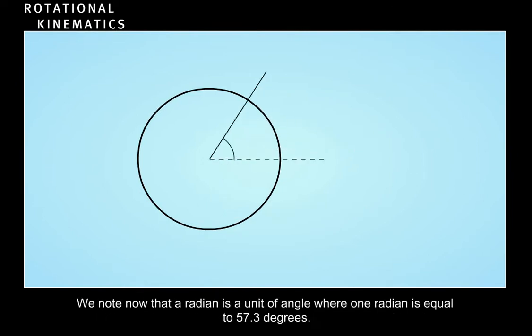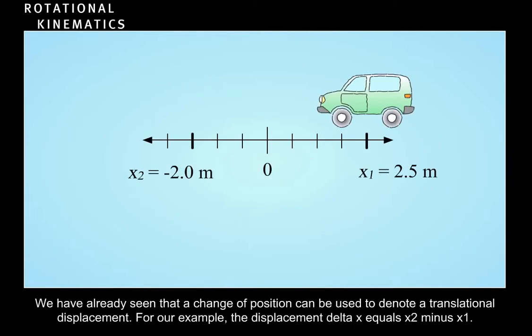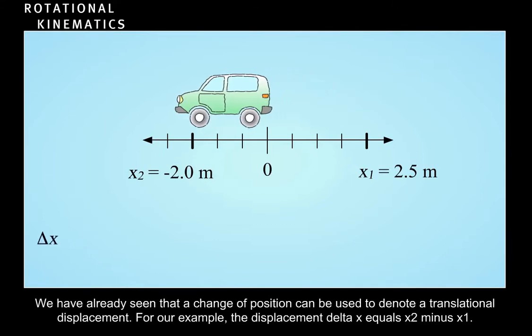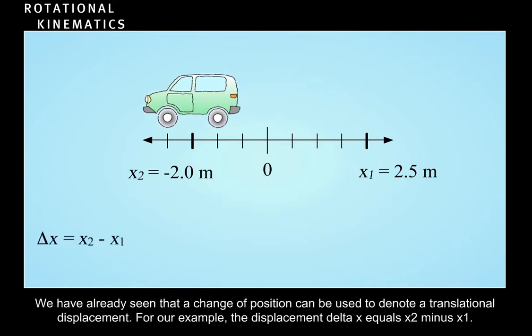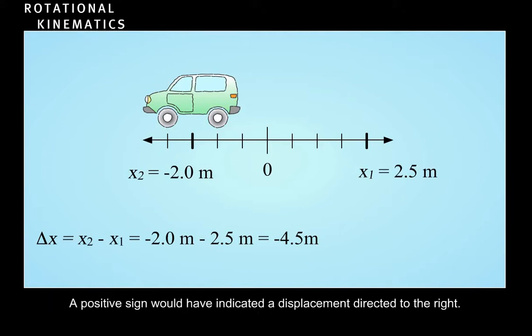We note now that a radian is a unit of angle where 1 radian is equal to 57.3 degrees. Equivalently, 2 pi radians, which is a full circular revolution, is equal to 360 degrees. We have already seen that a change of position can be used to denote a translational displacement. For our example, the displacement delta x equals x2 minus x1. The resulting negative sign of the displacement denotes that the displacement is to the left, relative to the coordinate origin. A positive sign would have indicated a displacement directed to the right.